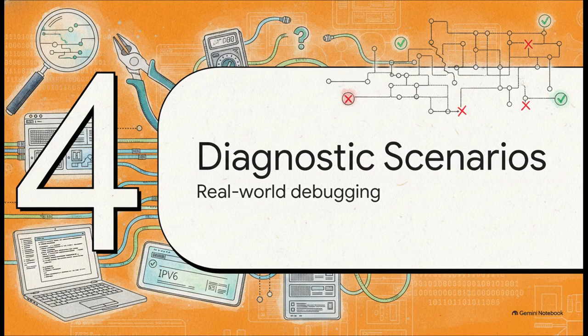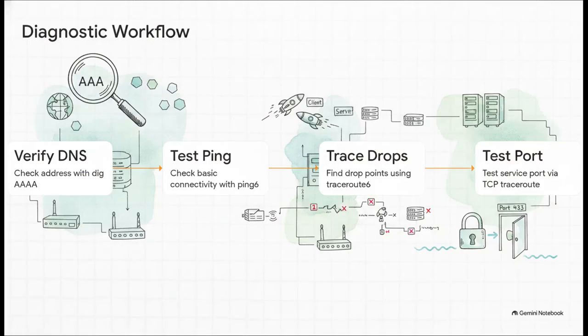All right, Section 4, Real-World Diagnostic Scenarios. Time to take these tools into the field. Imagine an application can't connect to an IPv6-only service. Don't panic. Just follow the process. This rapid-fire 4-step workflow will systematically corner the culprit.